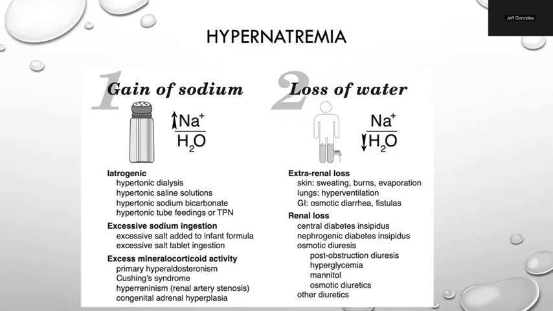Infants and older adults are most susceptible to hypernatremia, sometimes because they don't have access to water or can't physically or mentally obtain water to drink and correct the imbalance.